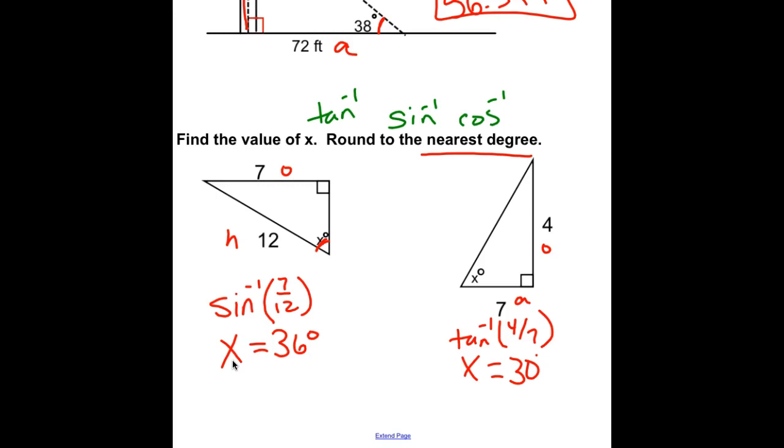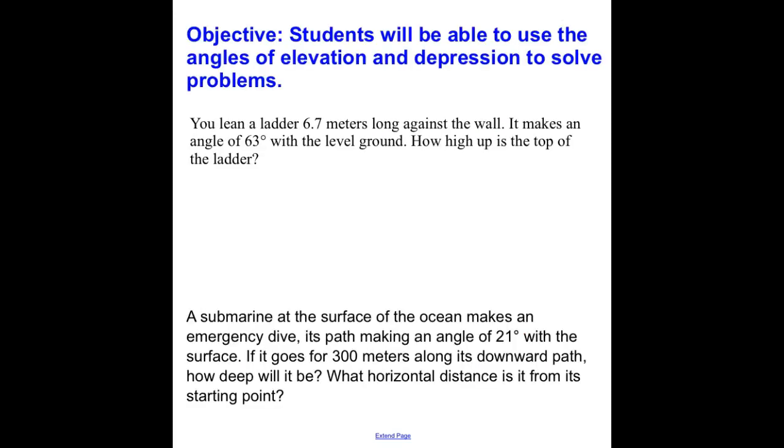All right. So after that, we started to talk even more about word problems using angles of elevation and angle of depression. And on these ones, we don't have a picture. So what you really want to make sure you take the time to do is to make a picture to go along with it. So it says you would lean a ladder 6.7 meters long against the wall. So here's my wall, here's the ground, here's my ladder. My ladder's 6.7 meters. And if you think about it, the wall and the ground usually make a right angle. So I can put that there.